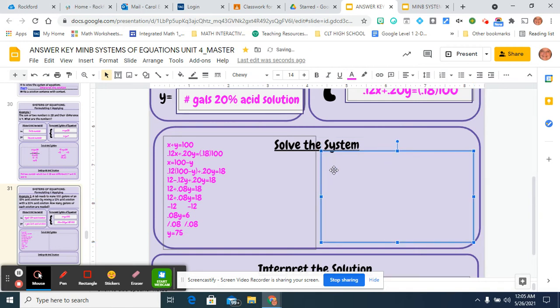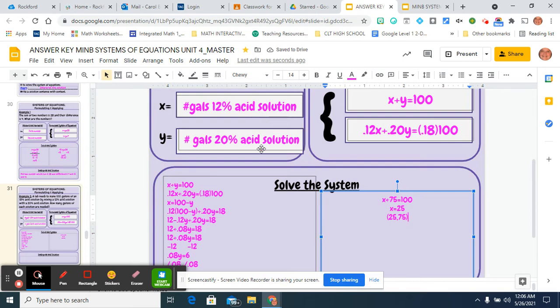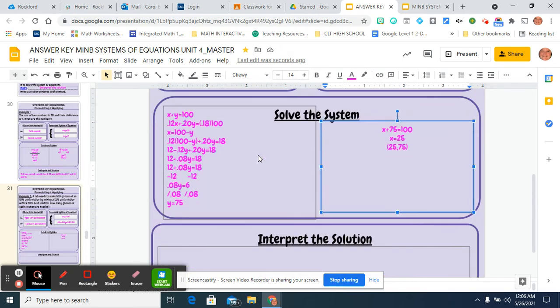Okay, so now I know y equals 75, so I'm going to substitute that back into x plus y equals 100. So x plus 75 equals 100. I think we could all see that x would have to equal 25 gallons. Therefore, we have a solution of 25 and 75. Interpreting that, we should know x is the 12% solution and y is the 20% solution.